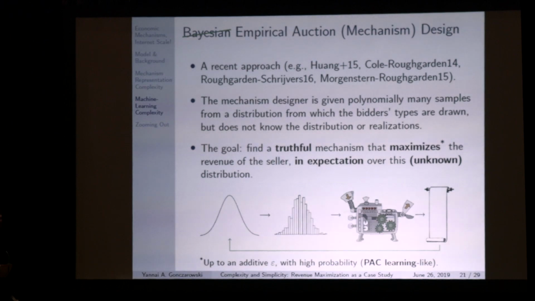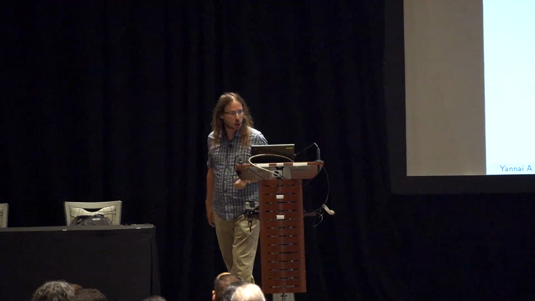Empirical auction design, from the past 5 or so years, initiated by Cole and Roughgarden. The mechanism designer is given polynomially many samples from the distribution, and even so, the goal is to find a truthful mechanism that compares well to the optimal benchmark had you known the complete distribution. So there are samples from the distribution, you're given the samples, you need to output a truthful mechanism that maximizes, we'll get to this asterisk in a second, the revenue in expectation over the real unknown distribution. This asterisk on maximize, obviously, since you're given noisy data about the distribution, it's going to be up to an additive epsilon and with high probability, PAC learning-ish.